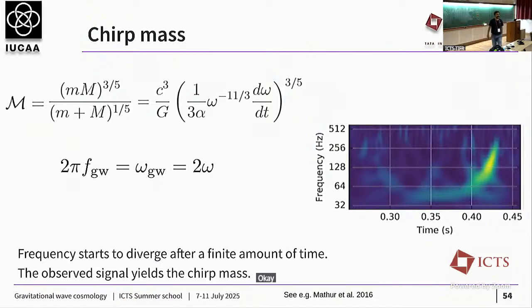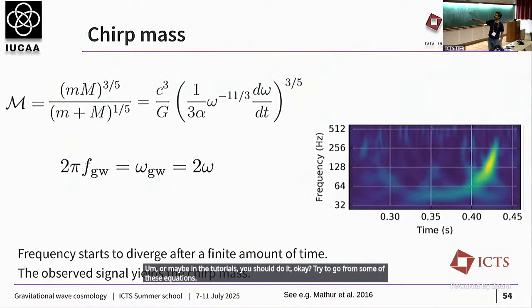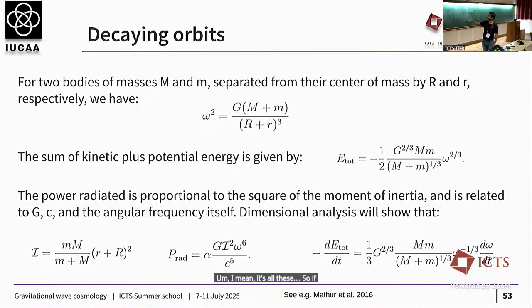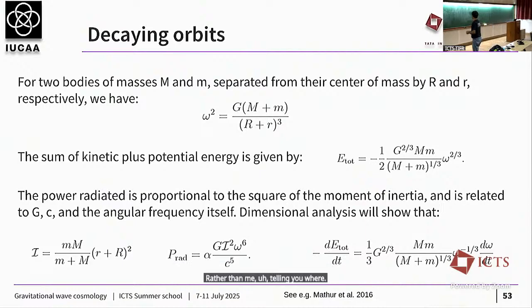And so the equation that you get in the end looks something like this. Okay. That there is a relation between these masses and the d omega by dt. And it's some complicated combination. Maybe it is worth quickly doing this, I don't know. Or maybe in the tutorials you should do it, okay? Try to go from some of these equations back to try to see whether you can derive this equation. This thing is called a chirp mass, okay? So maybe we should just quickly derive it rather than me telling you where this is coming from, right?